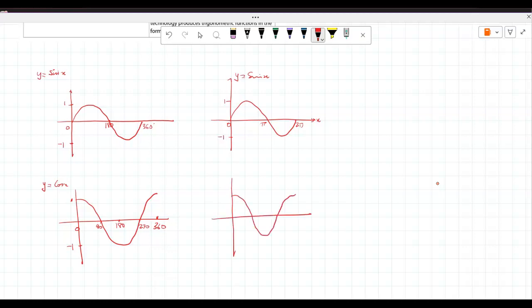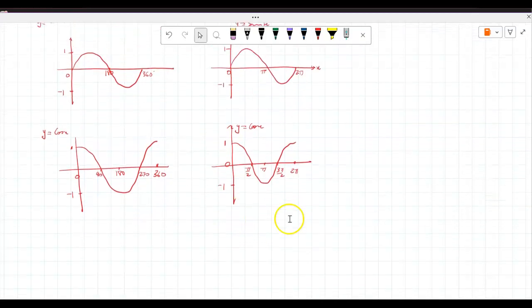Similarly over here, this is 1, 0, minus 1. So 2 pi, pi, correct? Pi by 2, 3 pi by 2. So this is your y is equal to cos x. This is in radians. You have to learn this up.